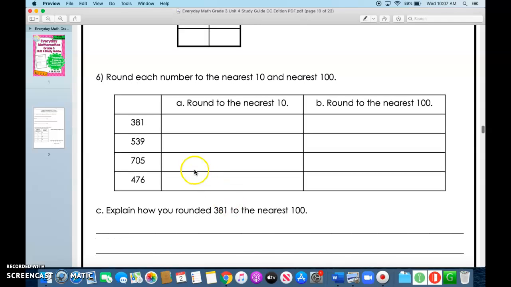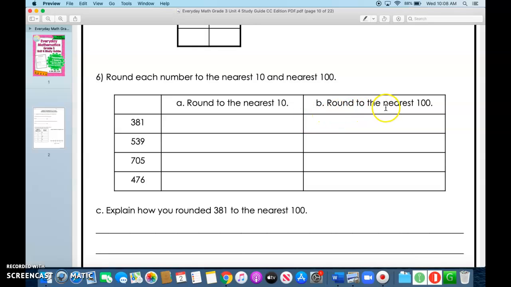Then down here we're doing rounding. We've been doing rounding. So you take this number 381 and you round it to the nearest 10 right here. Remember, just because you're doing the nearest 10, which would be the 81, you still have to put the 3 in there. So you would be writing 380 because 81 is closer to 80 than 90. So you look at the tens place.